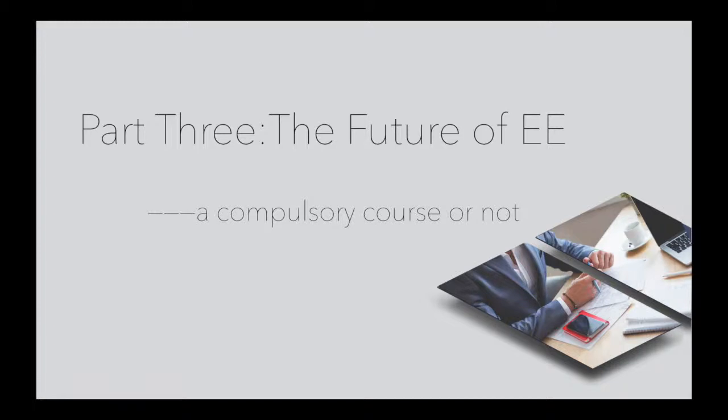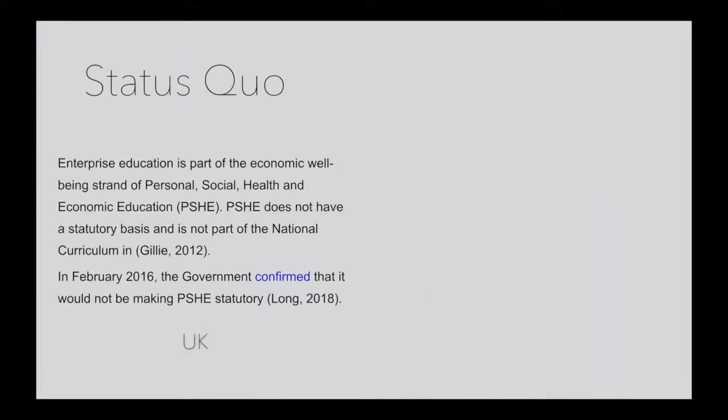Here is part 3, the future of enterprise education. First, let's have an overview of the state goal of these 3 countries. In the UK, enterprise education is part of the economic well-being strand of personal, social, health, and economic education. The Education Committee published a report recommending to put PSHE into compulsory courses in February 2015. And private members' bills have been tabled for all or part of the PSHE to be statutory. However, in February 2016, the government committed that it would not be making PSHE statutory.